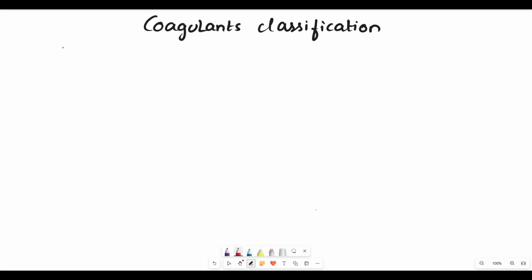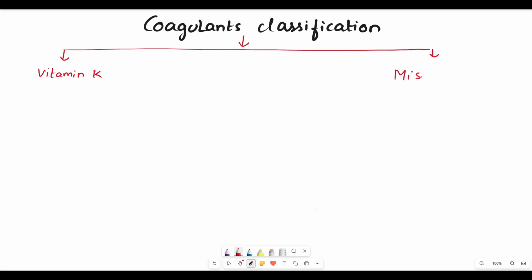So the coagulants classification is initially divided into two main subclasses. The first class is called vitamin K and the second class is called the miscellaneous class. So coming back to the first class, that is vitamin K, here remember that it will be having K1 and K2. So vitamin K1, vitamin K2 will be present.